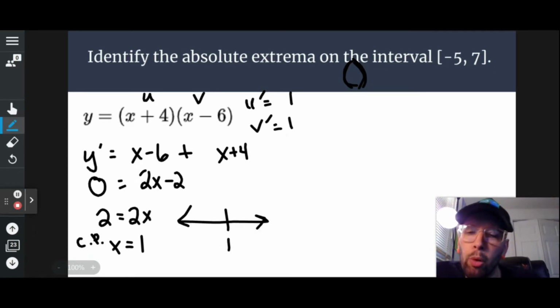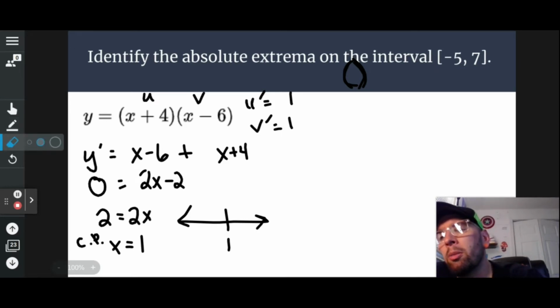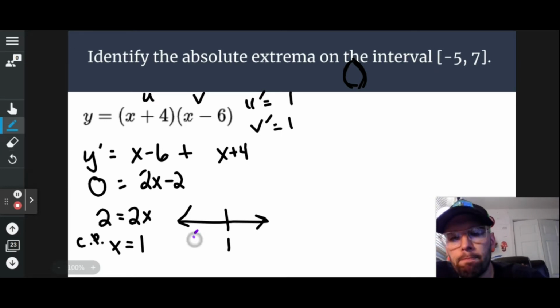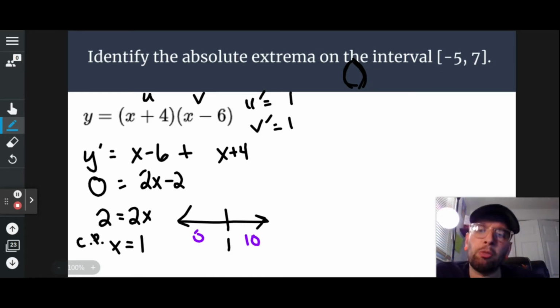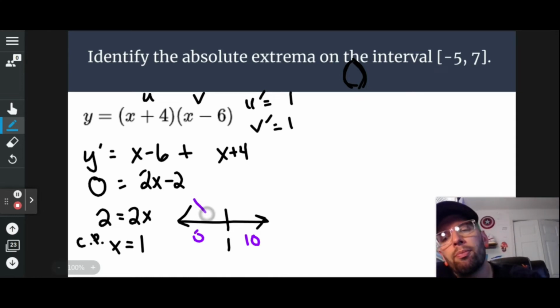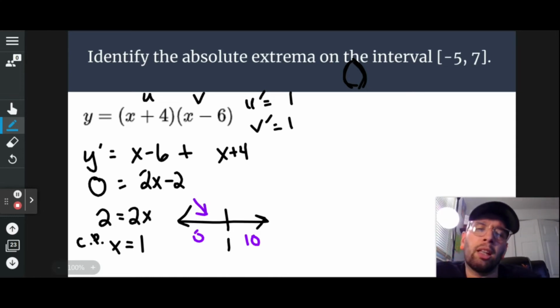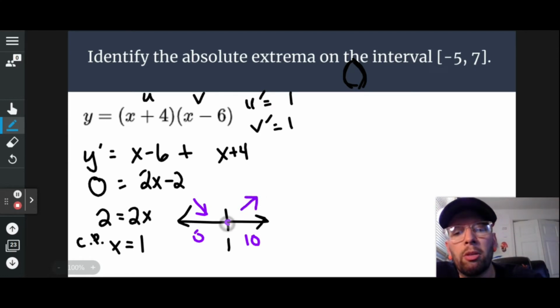1 is my critical point. Let's plug in something smaller than that. Let's plug in something bigger. If I plug in something smaller into the derivative, I would get a negative because it would be 2 times 0 minus 2, which is negative. If I plugged in 10, I'd get 20 minus 2, which is 18, which is positive. So this is going to be some type of minimum.